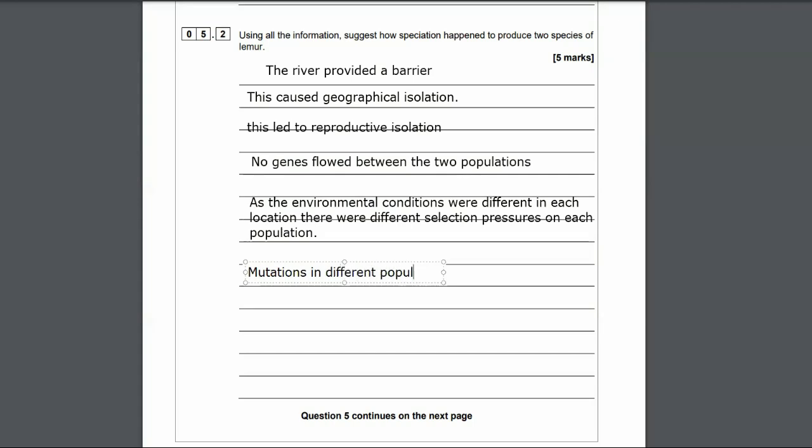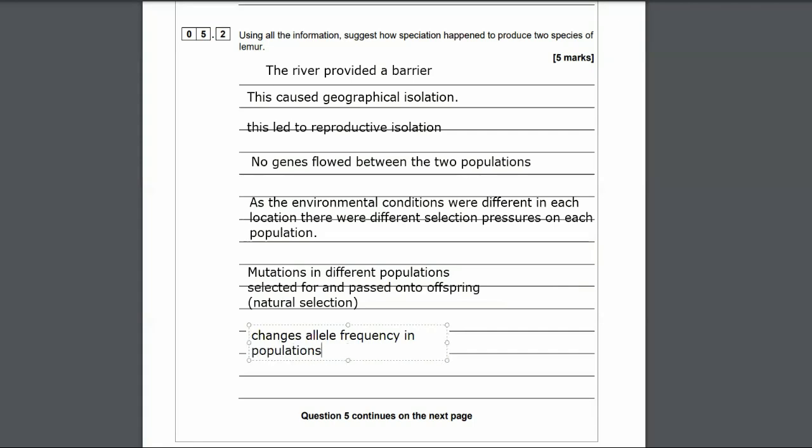Due to the fact that some alleles will be beneficial and make those individuals with the beneficial allele more likely to survive, i.e., they can get more food, they can avoid predation, those kind of things. This will make them more likely to survive and pass that allele off to their offspring. And here's the A level bit of natural selection. We have to say increasing the frequency of the allele within the population. It's going to change the allele frequency in the population, normally by increasing that beneficial allele.